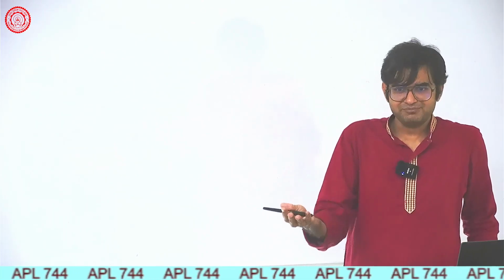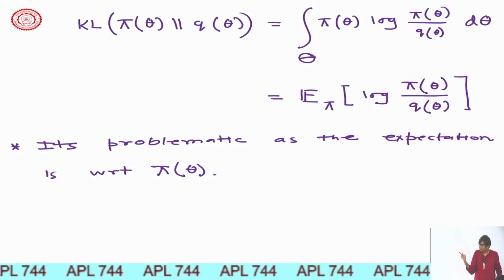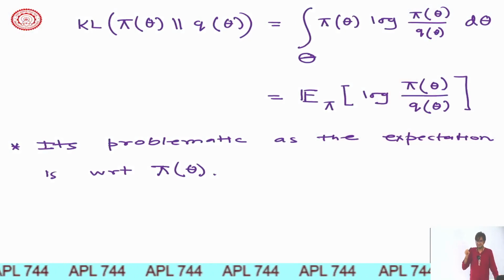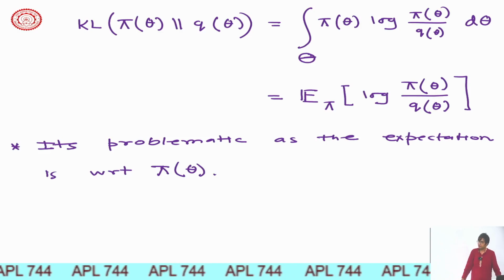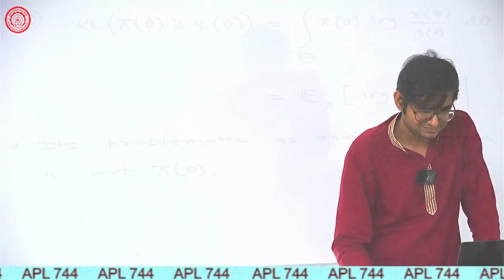Is KL divergence symmetric? Then can I not use q and p instead of p and q? What will happen if I do q and p? The expectation will now be with respect to q, which is my tractable distribution. So things will become simpler. That is known as reverse KL. So, because the forward one is problematic, we use reverse KL.